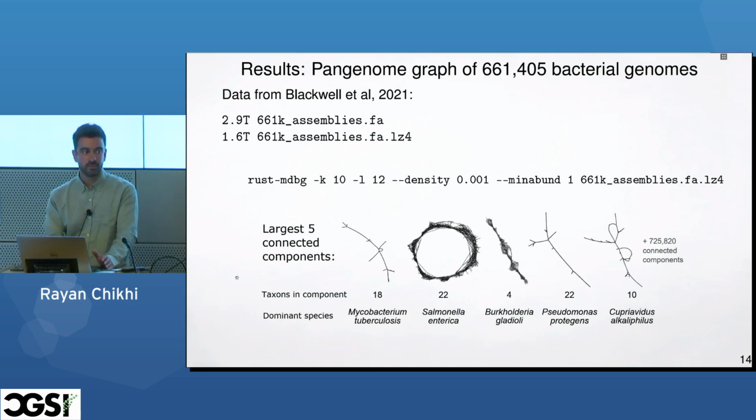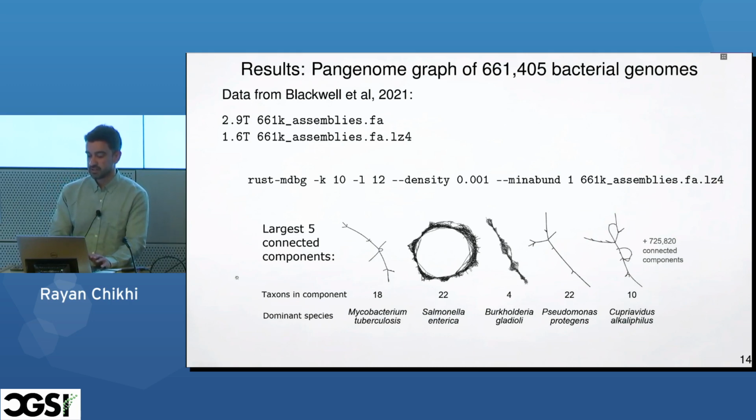The only thing I was able to do is extract the 5 largest connected components and plot them using Bandage. Those connected components correspond to minimizer-space de Bruijn graphs of some bacterial genomes. And here I looked at what were the dominant species. For instance, if you look at this circular connected component, it's nice because the genome of Salmonella enterica is circular. So you do expect to see this shape.